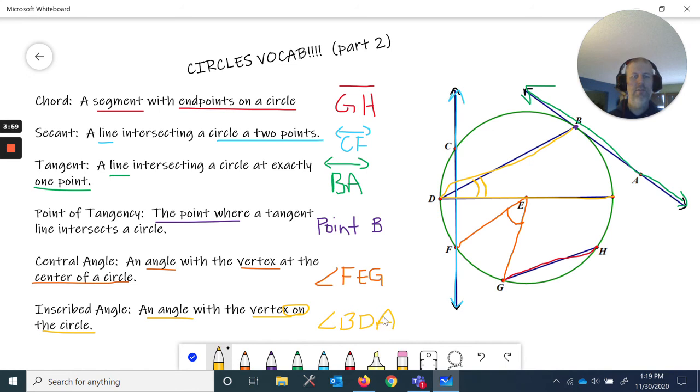All right. So angle BDA is an inscribed angle because point D is the vertex where the sides BD and AD. Whoa, I made a mistake. It's not A. A is out here on that tangent line. Let's call this point Q. Just like we did in the last video, I missed it again. So angle BDQ, let's say. BD and DQ are the sides. D is the vertex, the point they share, and that's on the green curve of the circle. So that's what makes it an inscribed angle.